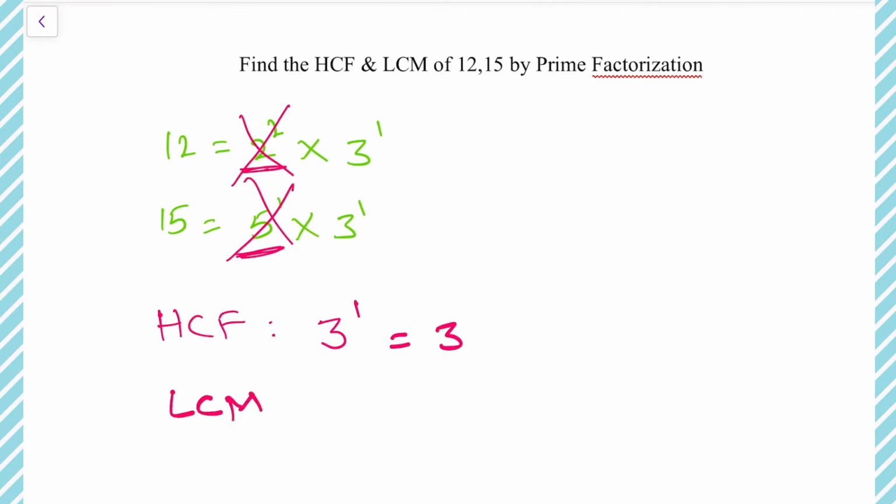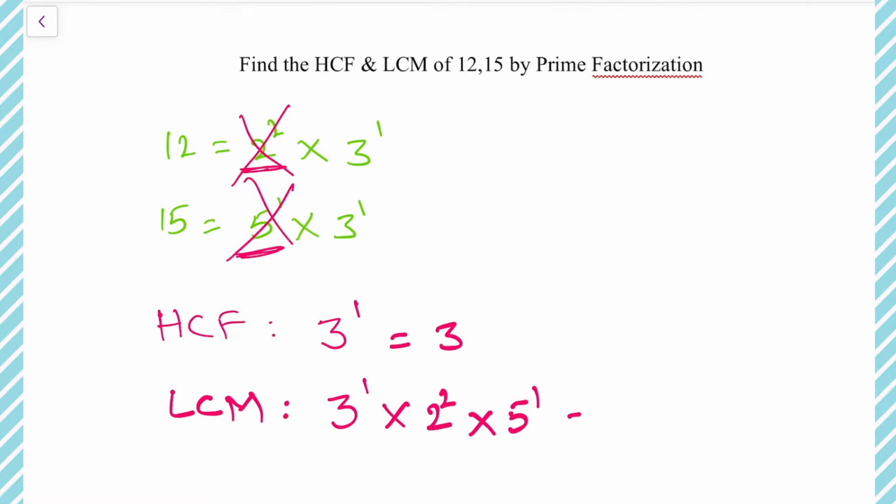LCM. First write the common number 3. In that common number, we need to write the maximum power. In this case, both are having the same power, so write 1 as it is. Into. Now, the numbers which we didn't consider at all in the HCF, all those numbers we need to write now here. So in the first case, 2 power 2 into, in the second one, 5 power 1. So this will be the LCM.